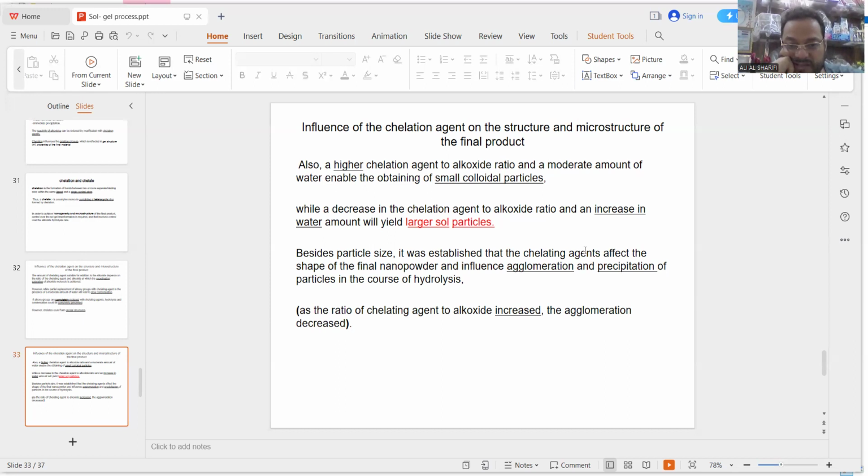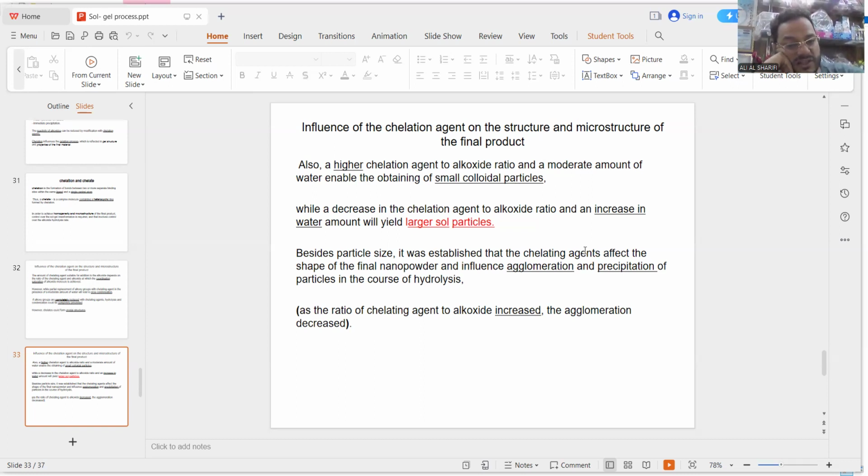Besides particle size, it was established that gelating agent affects the shape of the final nanopowder and influences agglomeration and precipitation of the particles in the course of hydrolysis. That means precipitation, cracks in the hydrolysis course.